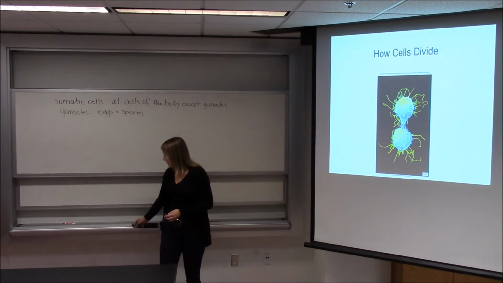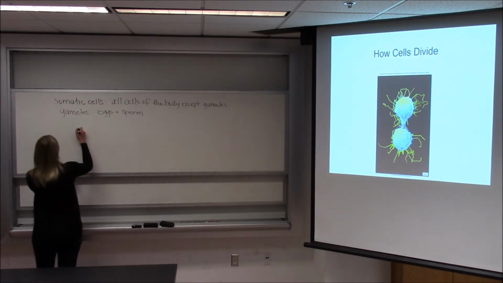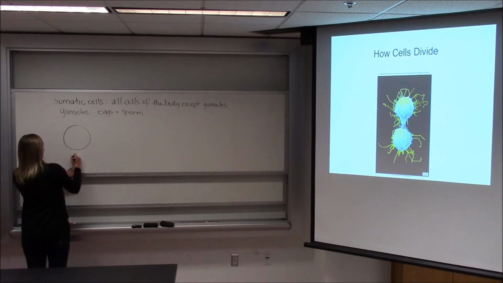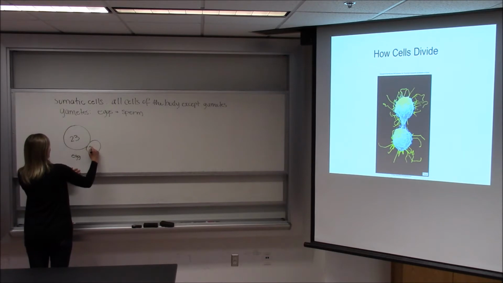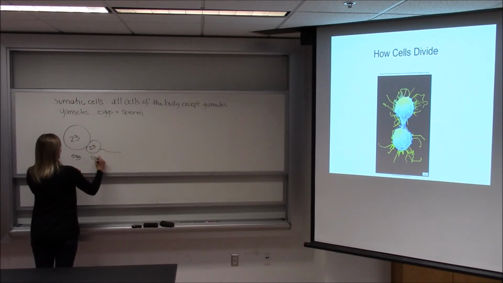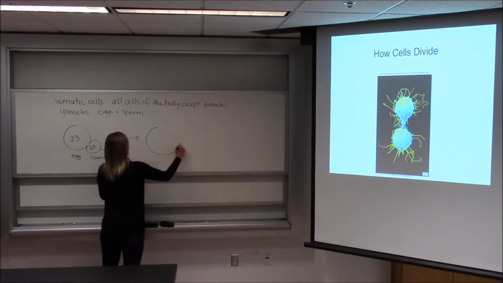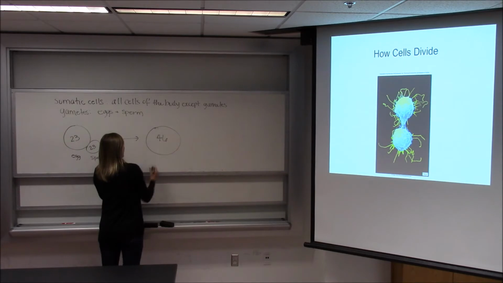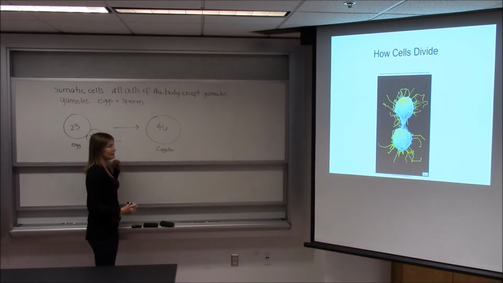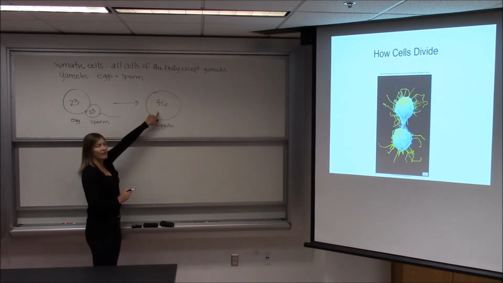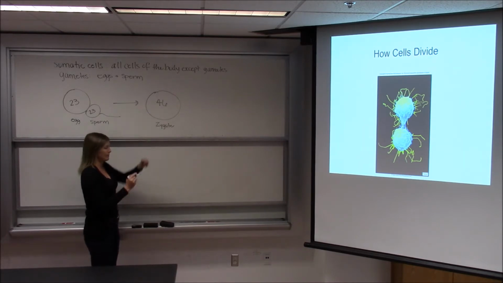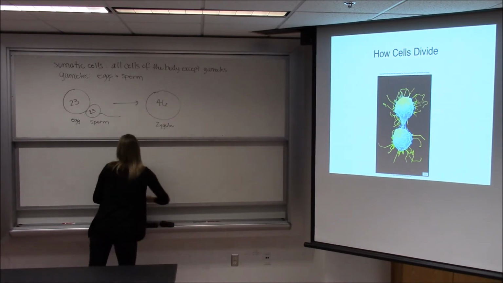Well, you started off as one cell. You came from an egg with 23 chromosomes and a sperm with 23 chromosomes that came together to form that very first cell with 46 chromosomes. That made you. That first cell is called a zygote. And that first cell of 46 chromosomes divided to make every cell in your entire body. So when do cells divide?